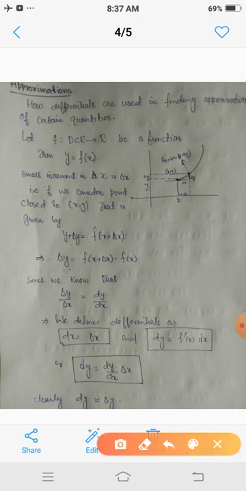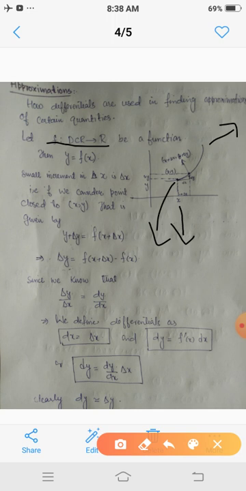Now consider a function whose domain is the set of real numbers, defined by f of x, that is, y equals f of x. Let us assume its graph is like this. If we consider a point x in its domain, then the corresponding point in the codomain, that is in the range, is y, which is f of x. Hence this point on the graph is (x, y), or (x, f of x).